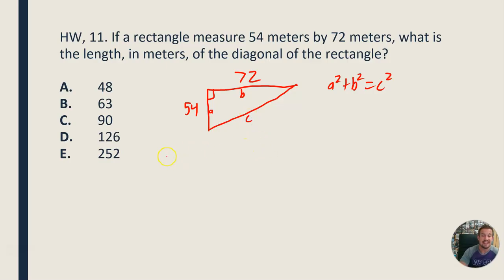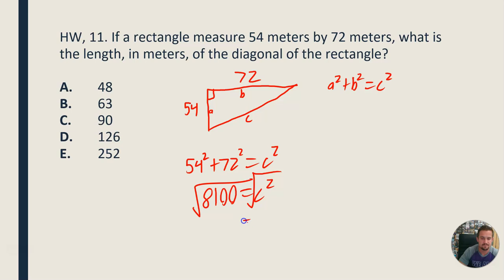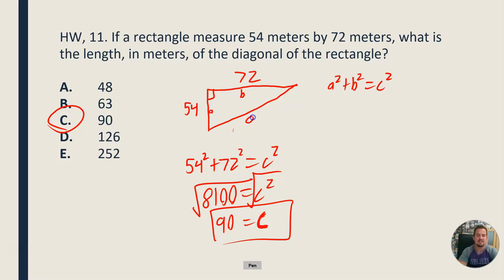So in order to solve for the diagonal, that missing side, I'm going to go 54 squared plus 72 squared equals c squared. 54 squared plus 72 squared is going to give me 8100 equals c squared. And when I square root 8100, I'm going to get 90. The square root of 8100 is 90. So the correct answer here would be C. Ironically, that's what I labeled the side as. But the length of this hypotenuse, this diagonal of the rectangle, is 90.